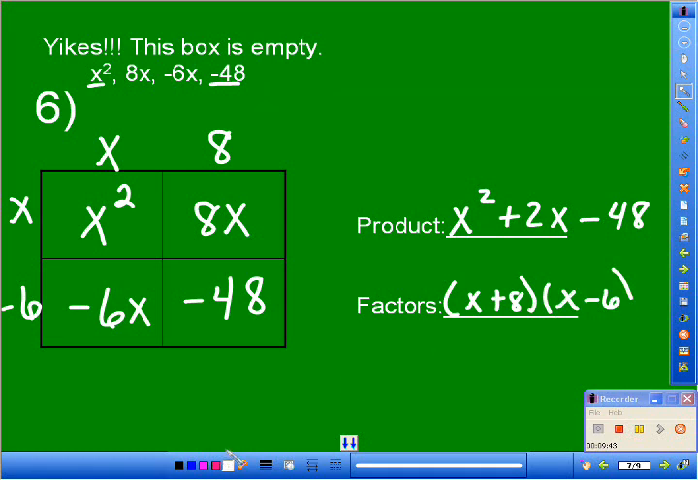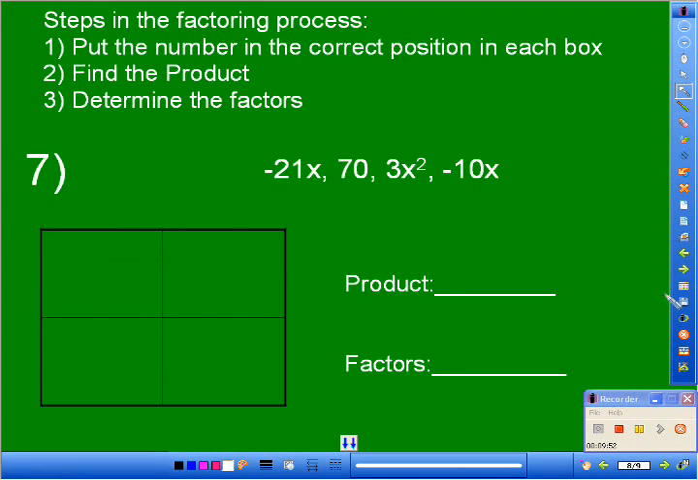If you have questions, pause the video, raise your hand to get assistance. Otherwise, let's continue. All right, just to review the steps that you need to do in the factoring process. You'll need to put the terms in the correct position in each box. Remember, the x squared term always goes in the top left. The constant number term goes in the bottom right. The x terms are on your diagonal, and they're interchangeable. It doesn't matter which one goes where. Find your product and determine the factors.